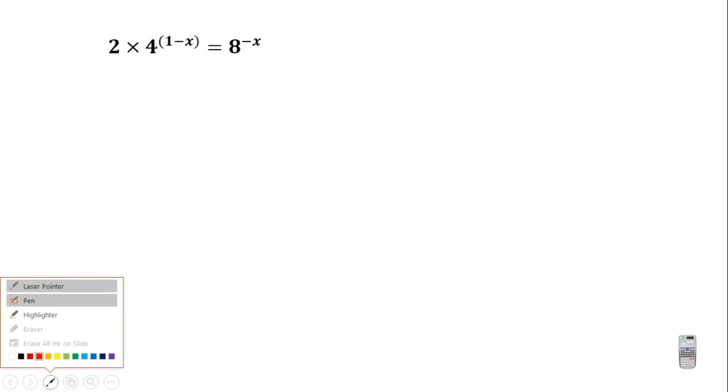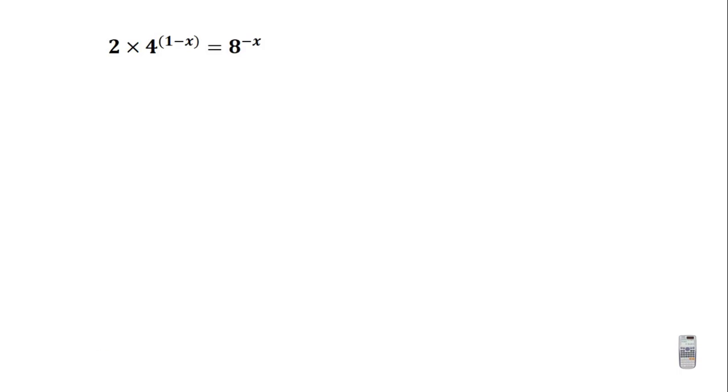If you look at the equation carefully, you will see that on the left hand side we have a base of 2, we also have a base of 4. On the right hand side we have a base of 8. We have to make sure that all of these have the same base so that we can equate the exponents.